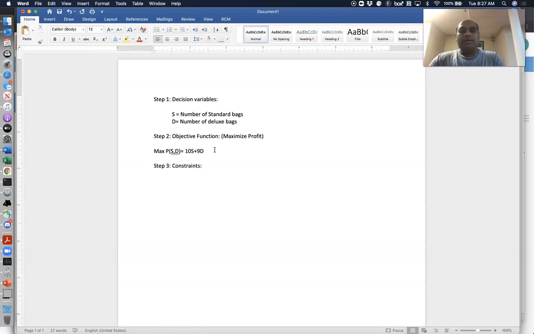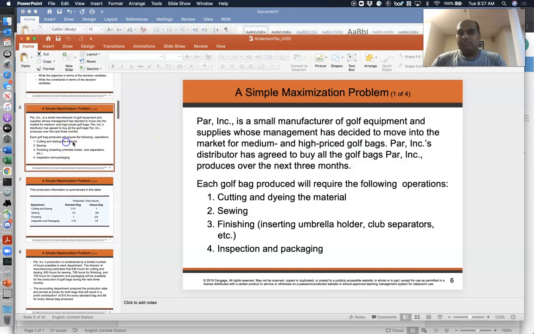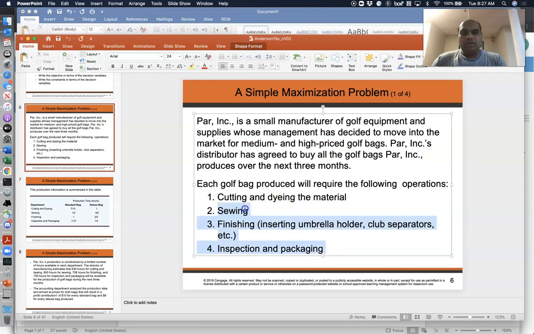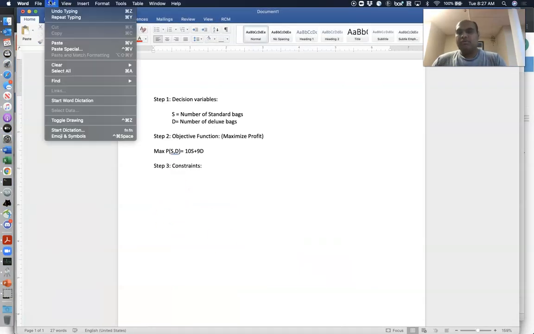Now we know that there are going to be 4 constraints in this problem based upon the 4 departments that we are working with. The 4 departments are cutting and dyeing, sewing, finishing, and inspection and packaging. So we'll have 4 constraints based upon those 4 departments.